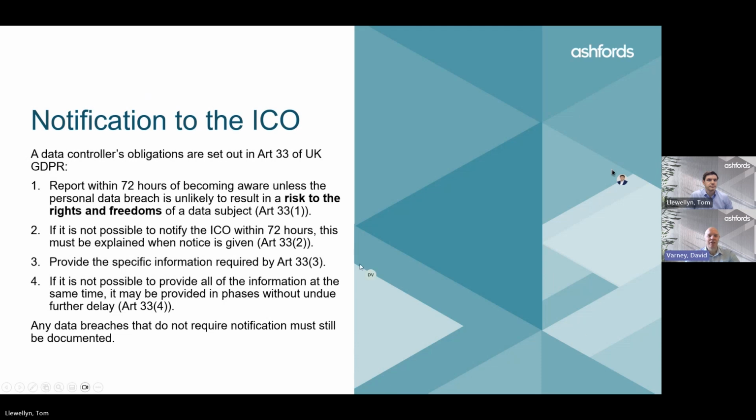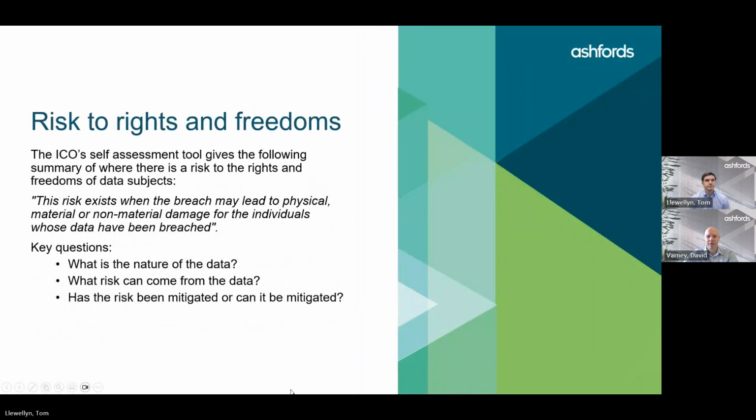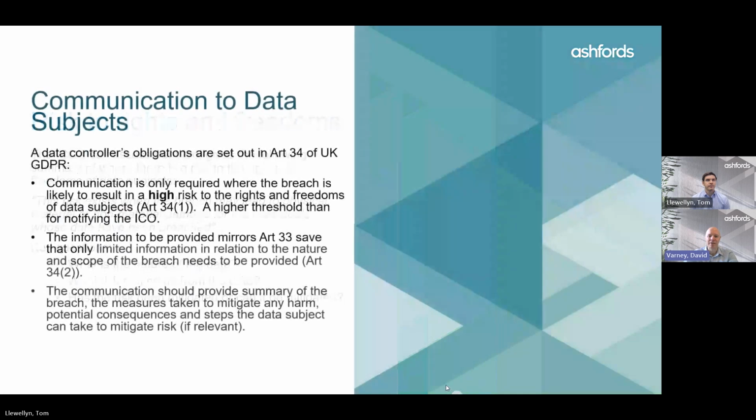And if it's not possible to provide that information up front, then it's possible to simply give an interim or initial notification to the ICO, saying that we'll provide more information to you as we become aware. As Tom's alluded to, though, any breaches that don't meet the requirements of reporting to the ICO still need to be recorded in your internal data log. Then the risk to the rights and freedoms, there's an assessment which the ICO can assist with here.